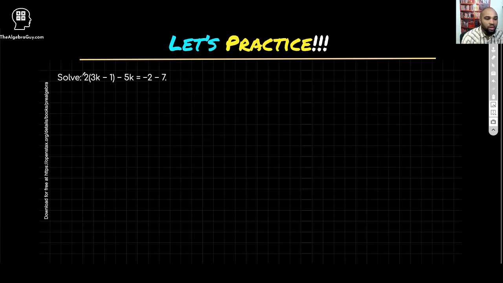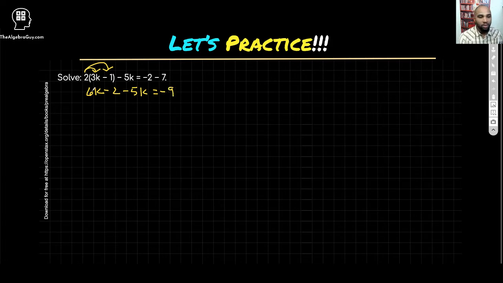Okay, solving this one is 3. We're going to distribute first. 2 times 3k is 6k. 2 times negative 1 is negative 2. I'm left with a negative 5k equals negative 2 minus 7 is negative 9.